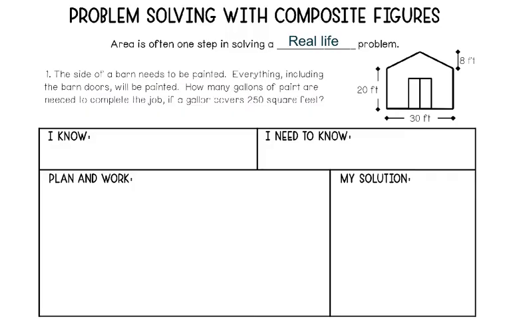All right, so like I've said in the last video, area in real life is not usually just a triangle or a rectangle. A lot of the time, it's made up of multiple different shapes. That's what we call a composite figure. So let's go ahead and jump right in with problem number one.